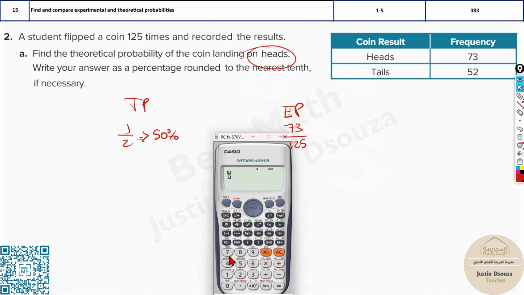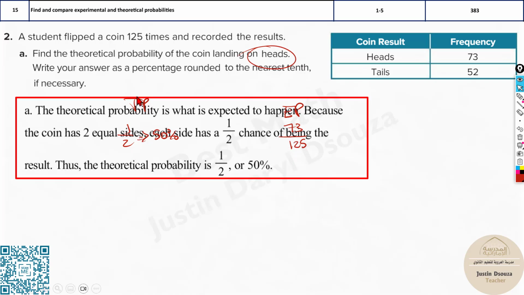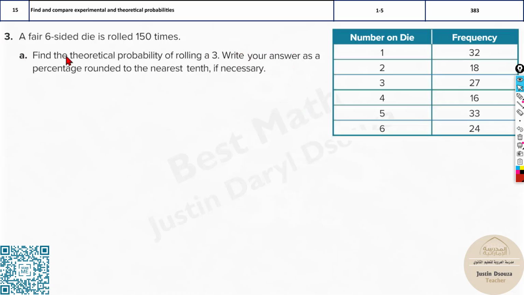You just have to put this in the calculator and you'll get the answer. So let's put in 73 divided by 125. The answer is 0.584. That's 58.4% experimental. See, theoretical 50, but over here we get 58.4. That's the answer. Now then we have a six-sided die. What is the theoretical probability? Directly you can tell it's 1 by 6, or you'll just get 16.67%. Since it's nearest tenth, 16.7.